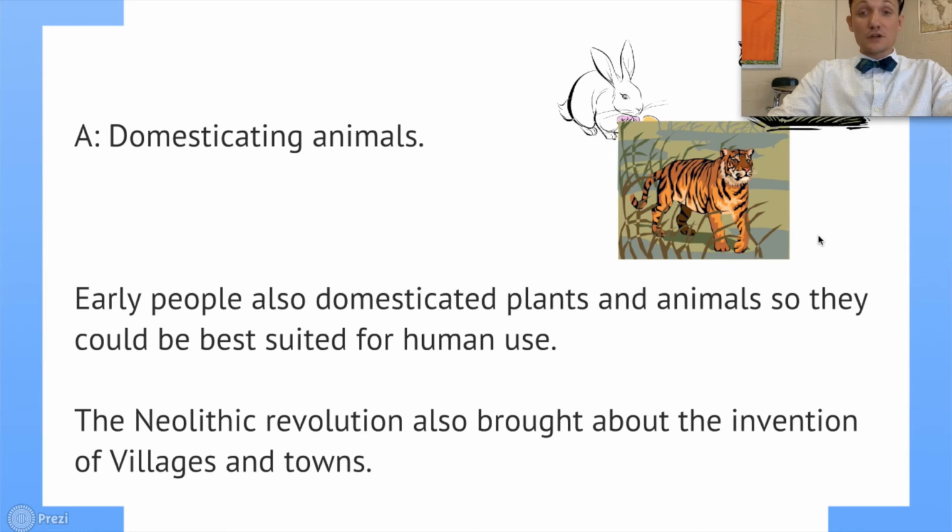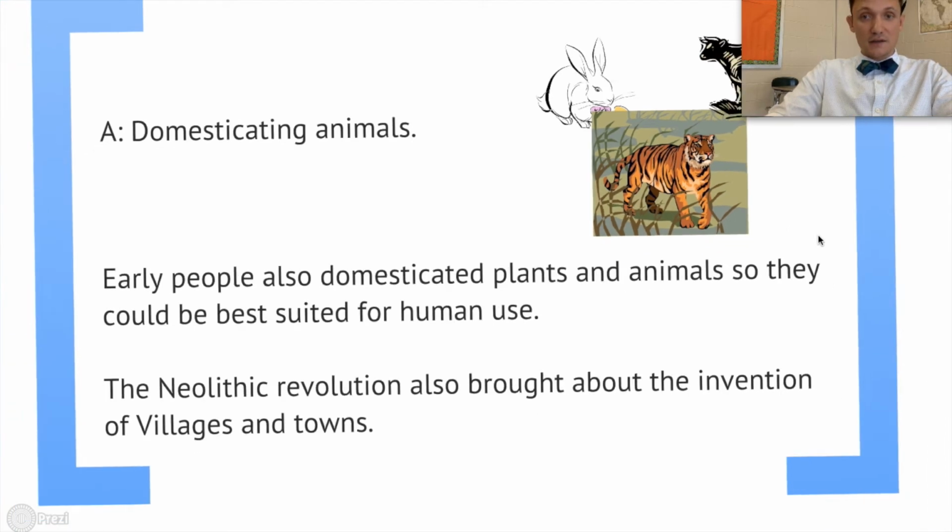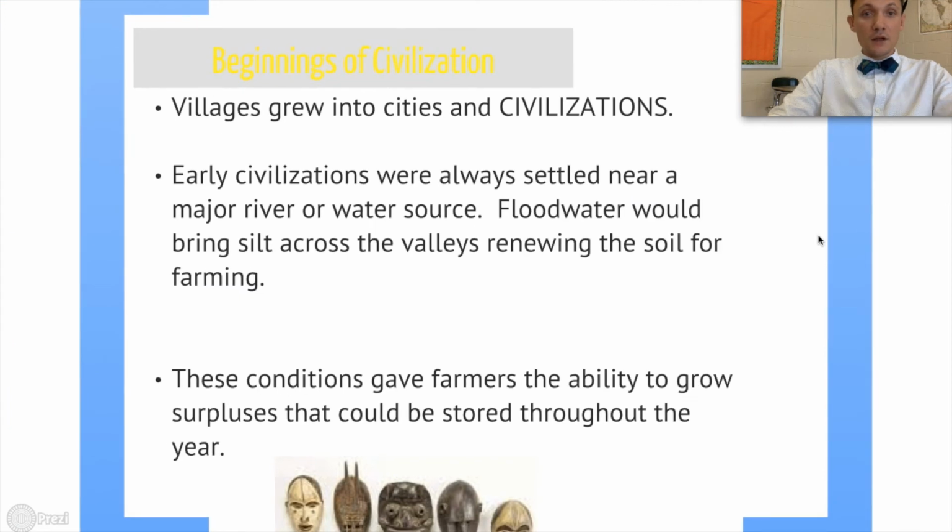Neolithic Revolution is also going to bring around the invention of towns and villages. Again, these are the early forms of civilization as people are creating these surpluses and they can survive in one place for extended periods of time. They're going to group together and form societies. Now, the beginnings of civilizations. Villages are going to grow into massive civilizations.